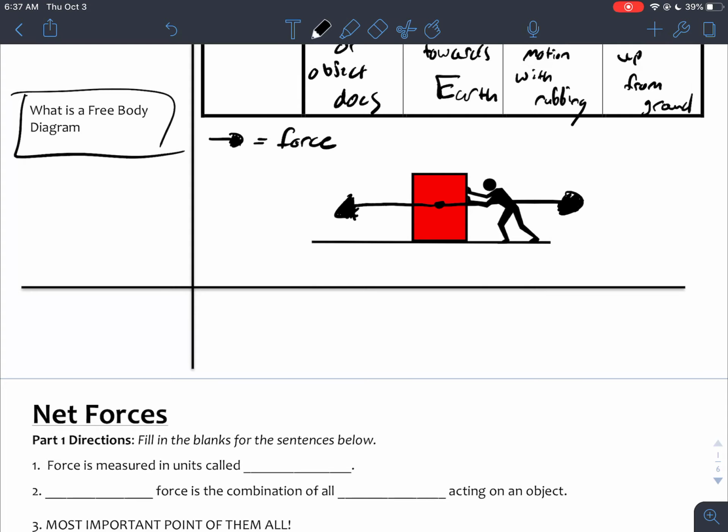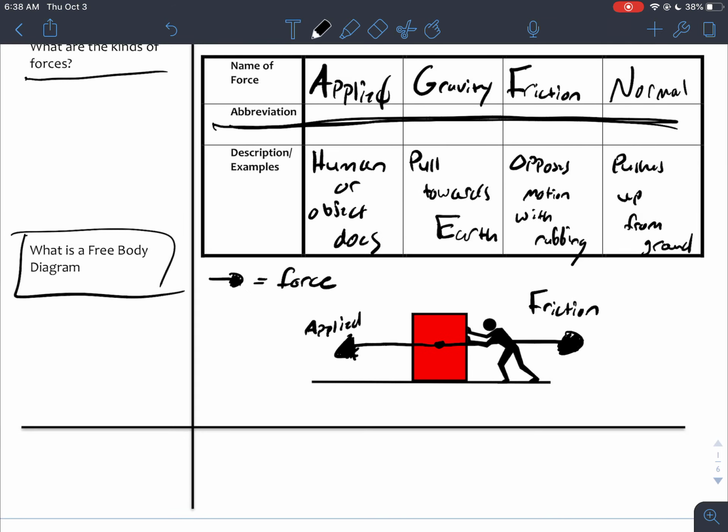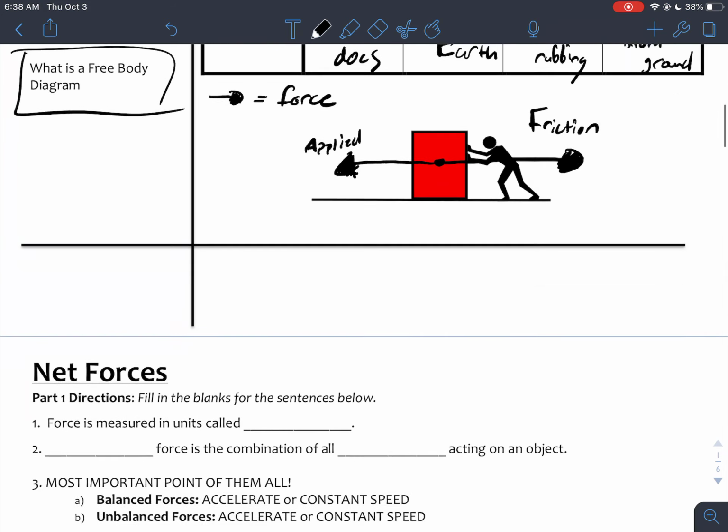Well, the force pushing to the left is just the human pushing the box. So I want you to write applied right here. That's the applied force, pushing the box to the left. And we know that there's a force that opposes motion called friction, so that's going to go in the opposite direction. The arrow pointing to the right is the friction force. Applied going left, friction going right. This is just a way that we can help understand the forces acting on an object. We're going to work on them on the next page.